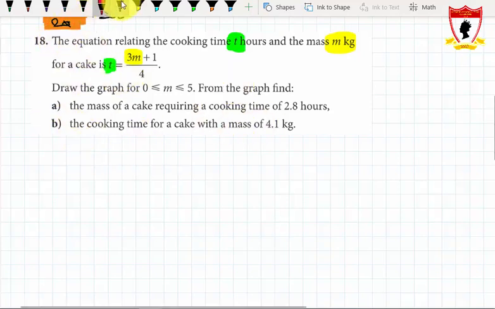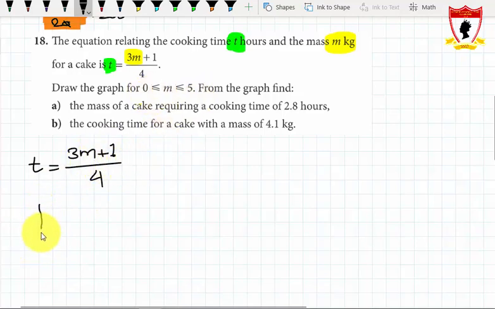Then again, we have to start by drawing the graph. Firstly, the equation is like this: T is equal to 3m plus 1 all over 4. The values of m must be between 0 to 5. The first thing is the table. M is inside the equation. M works like x and t is there. So I'm going to pick 1. It's fine to start at 0. I'm going to pick 1, 3, and 5.